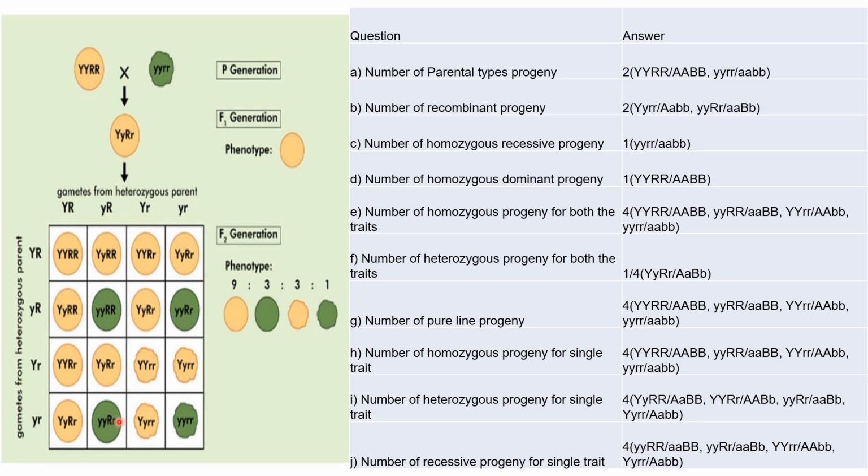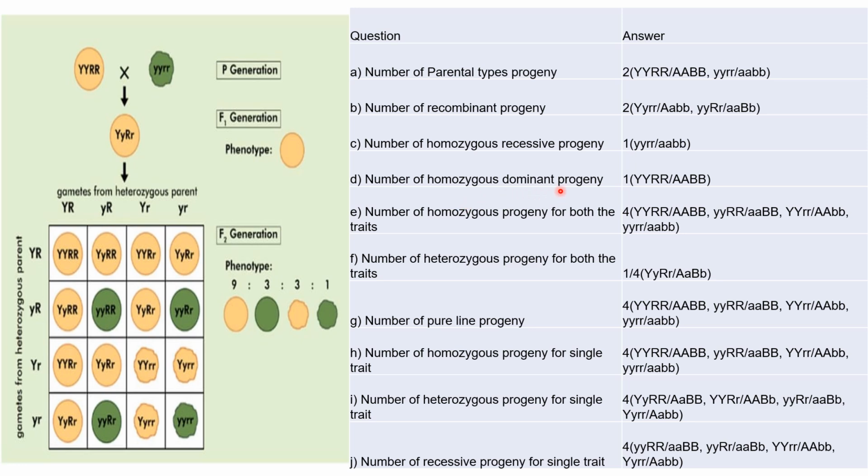So if we consider the total number from this F2 result Punnett square, it should be 4 recombinants, but here they have given only 2, because the genotype combination, the allele combination, is the same, so they considered only one of them, so it is shown as 2. The next, number of homozygous recessive progeny, is shown as 1. Obviously from the Punnett square it is only 1, so they have given that.